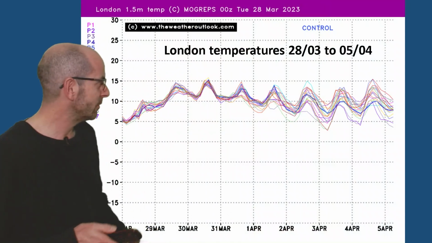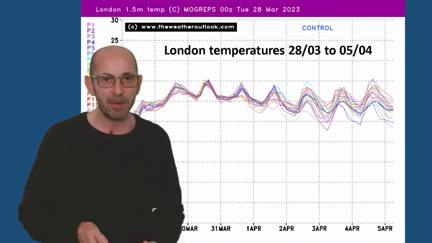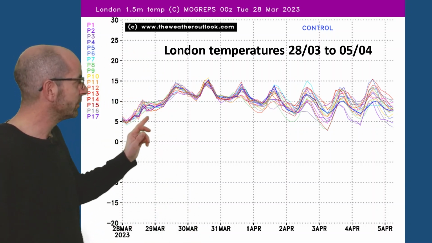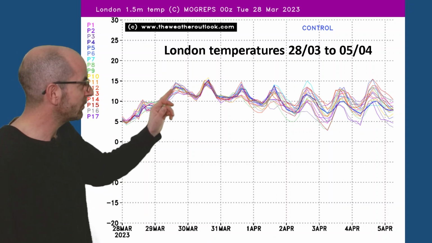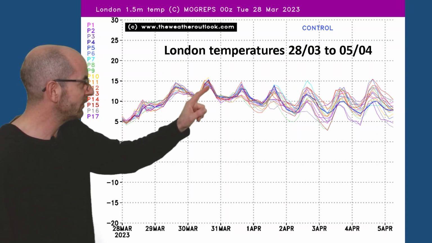So just to clarify the temperature outlook a little bit by using the UK Met Office MOGREPS-G ensemble plot for London. Through the first couple of days, the maximums are increasing, so going up to around 13, 14, 15 Celsius.